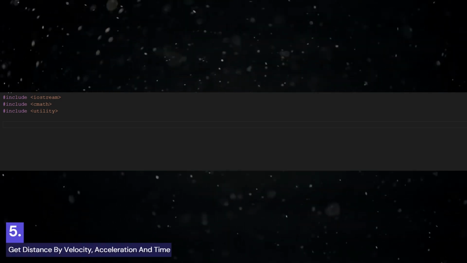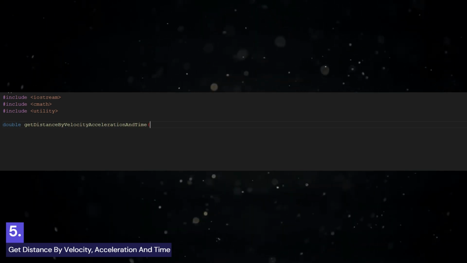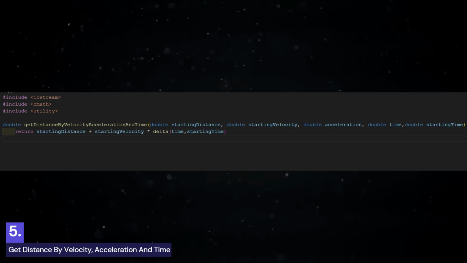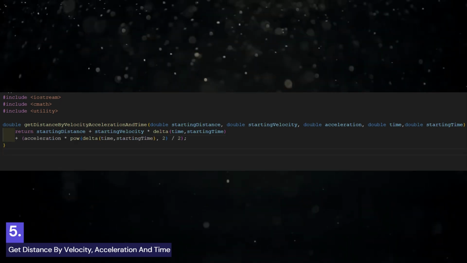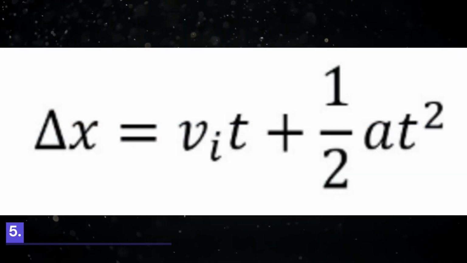The getDistanceByVelocityAccelerationAndTime function calculates the distance traveled using the starting position, initial velocity, acceleration, and time interval. This function applies the kinematic equation, which accounts for constant velocity and acceleration.